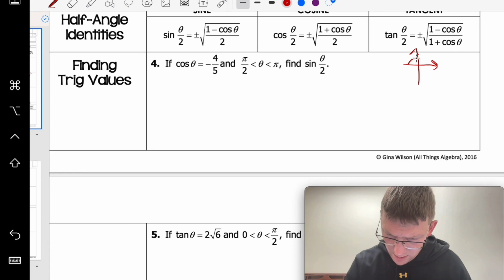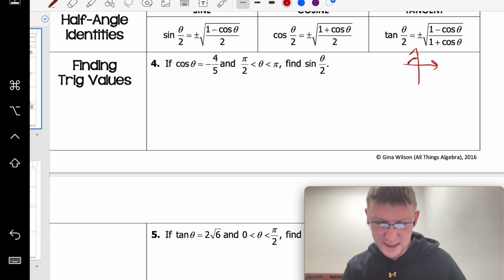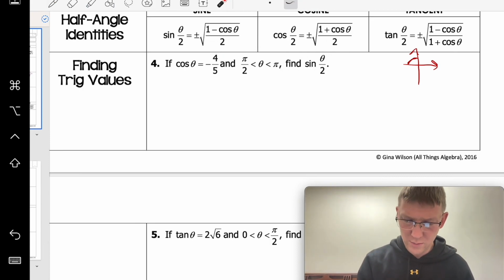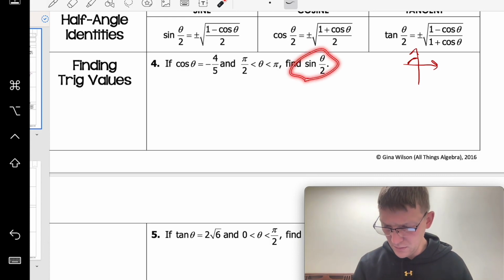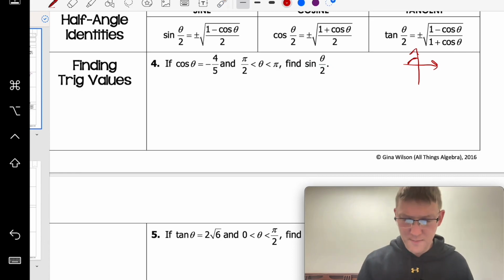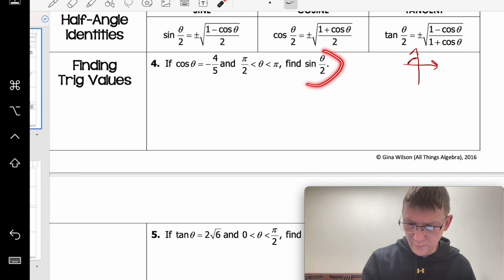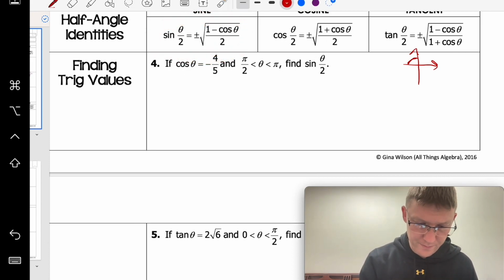So we're in this quadrant. That means things like cosine or tangent might be negative, which makes sense. Look, our cosine is negative. Our sine in this case would be opposite over hypotenuse, which would be positive. So those negative signs should cancel out. That's good to know. Okay, so we're looking for sine of theta over 2, so we're going to be using this one right here. So here we go.